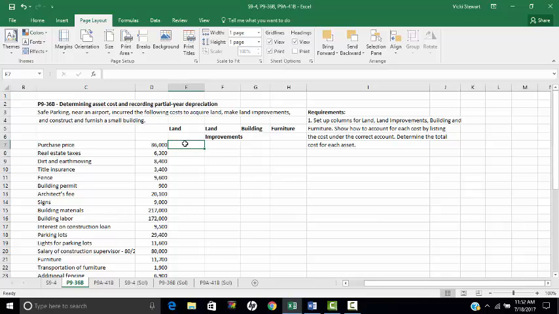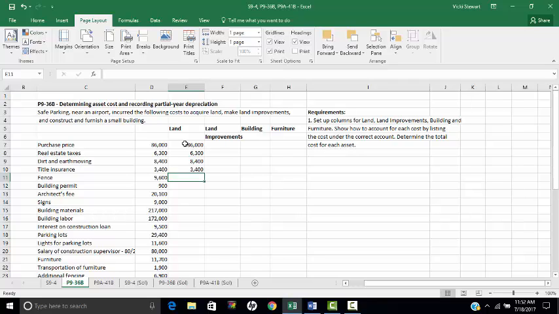So first we have the purchase price. The purchase price will go into the land account. We will also put in there the real estate taxes that were due, the earth moving and dirt that we had to have in order to get the land ready to build on, and then the title insurance. All of those costs are part of purchasing the land and getting it ready to use.